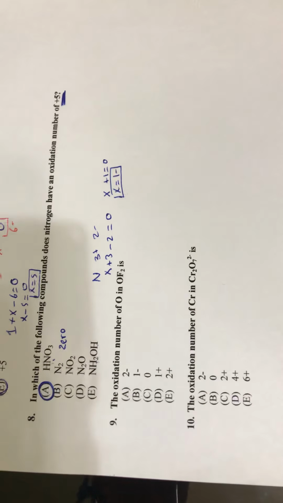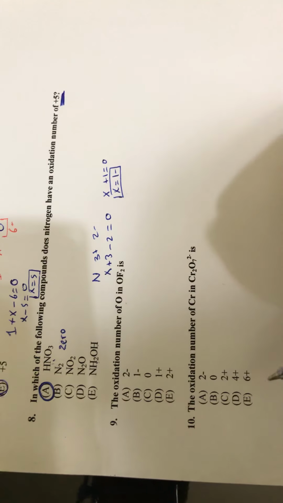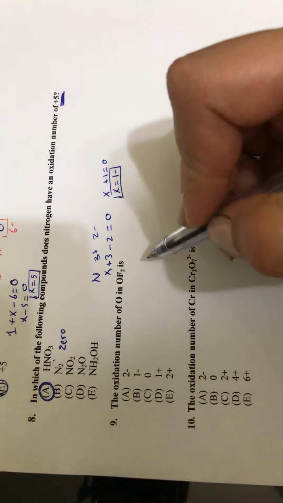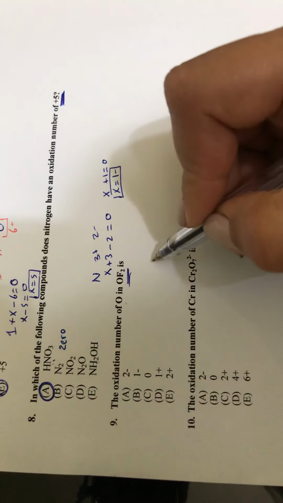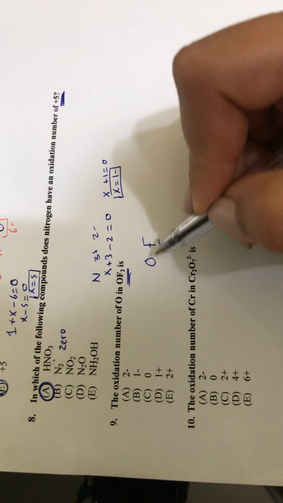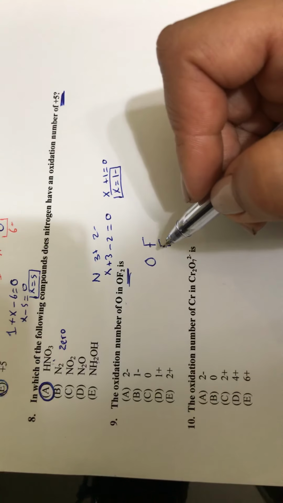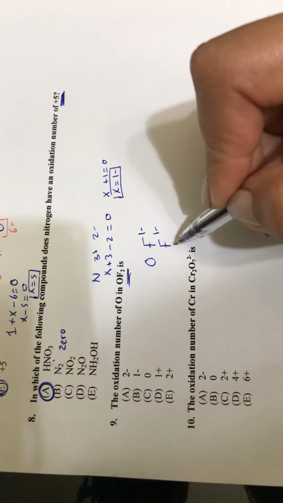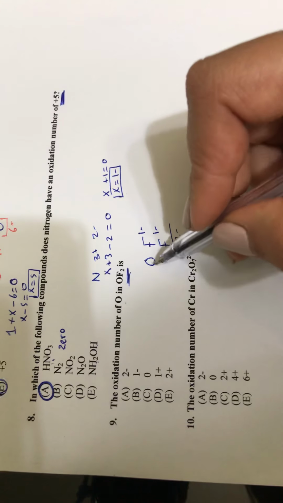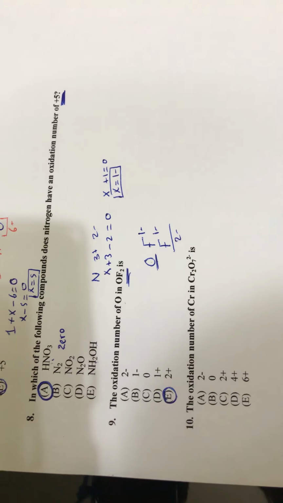Now question 9. The oxidation number of oxygen in OF2. Okay, it's an exception if you remember. It contains 1 oxygen and 2 fluorine atoms. According to rule number 2, F in all its compounds carries -1. So the total is -2. So here the charge is +2. It's an exception for oxygen.